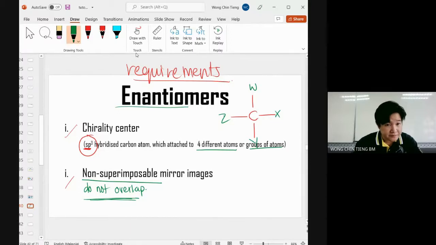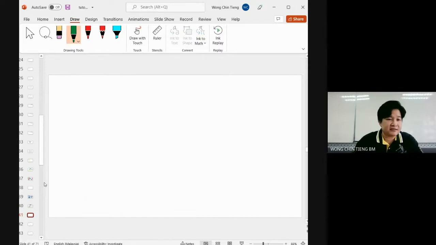Okay? Alright. So, before anything about these enantiomers, we are going to draw. Remember, your isomers, for your enantiomers, must be in 3D.